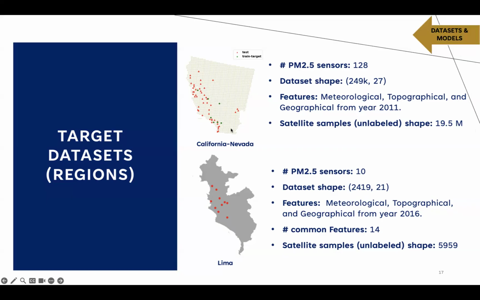So this yellow region over here was all the satellite data set. And then we also had the Lima, Peru dataset. There were only 10 PM2.5 sensors in this region. The dataset shape was around 2,500 rows with 21 features. These were similar meteorological, topographical, and geographical features, from the year 2016. The common features stated here represent how many features it had in common with the source domain dataset. Since the source domain dataset was the United States, the number of common features between Lima and the United States that we could find was 14. The satellite samples that we had were around 6,000, and they were also unlabeled.